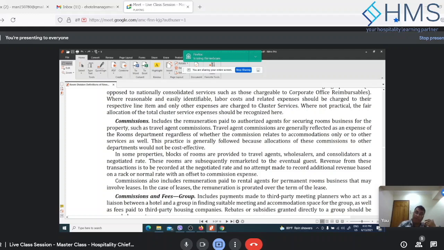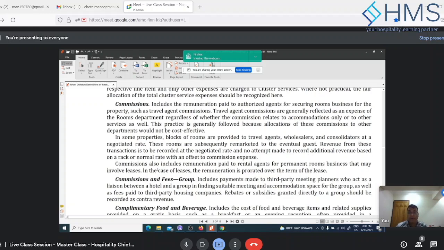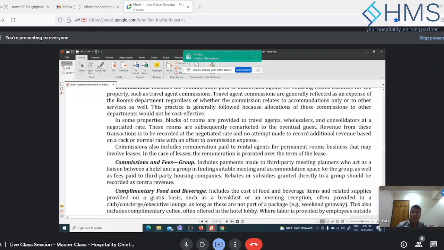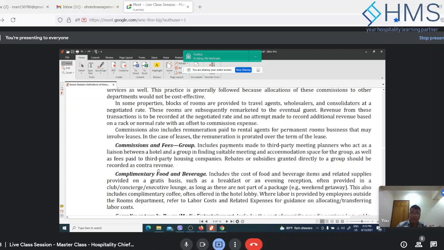You may be giving a travel agent commission, IATA affiliated or non-IATA affiliated, or you may be giving commission to the wholesalers or to the bookers. Sometimes you may pay the commission to the bookers, or to the OTAs, right? So you may want to record them separately. Then you have commission and fees for the group, to make the group payments.